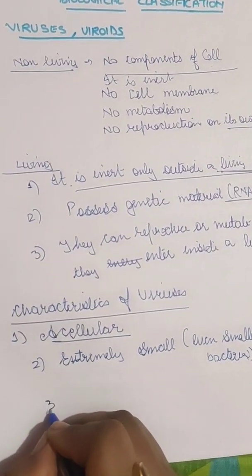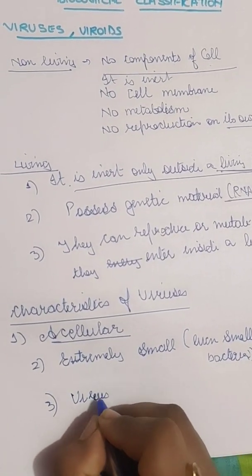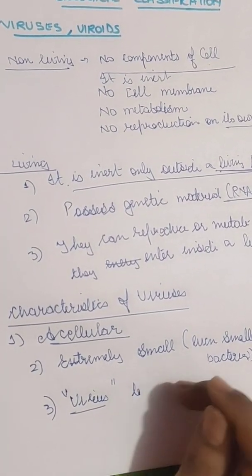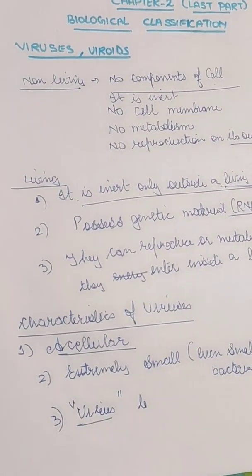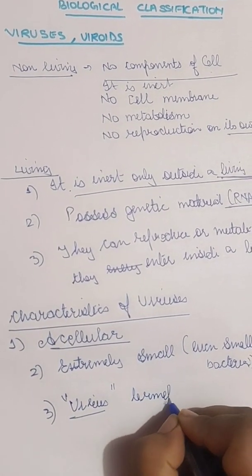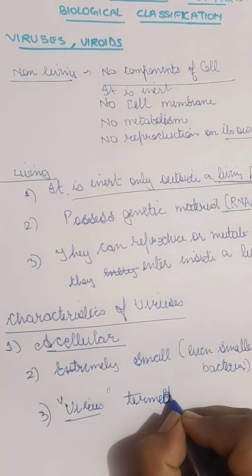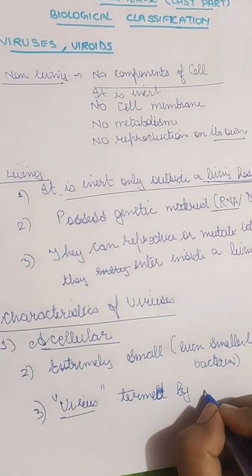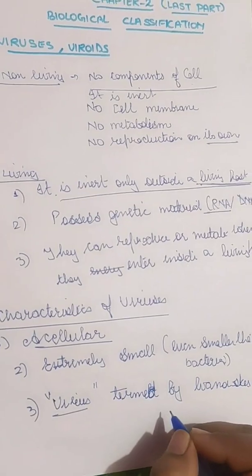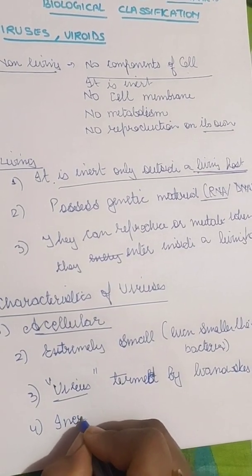Now this word virus was given by Ivanovsky. The virus was called virus because this word means venom. Venom means poison. So whenever we have a poison, it troubles our body. That's why when it enters our body, it harms us. So this virus is non-living when it's outside the host body, but as soon as it enters the host body, it acts like poison that harms the body of the host. So they are inert only outside the host, but when they enter the host, they become living.